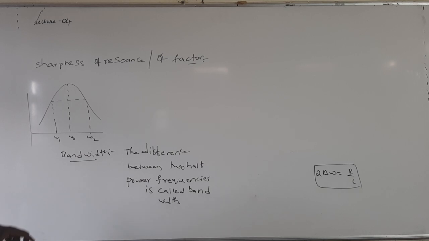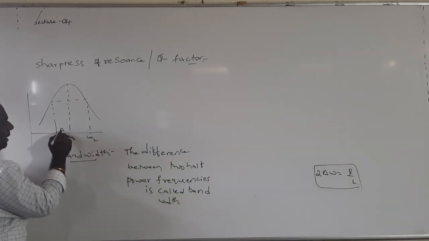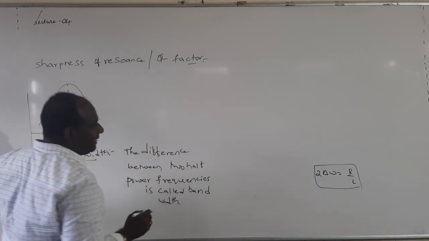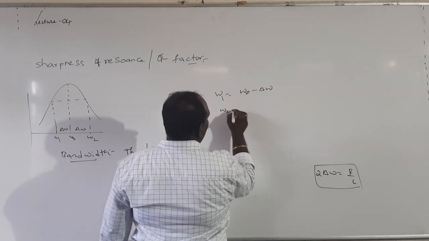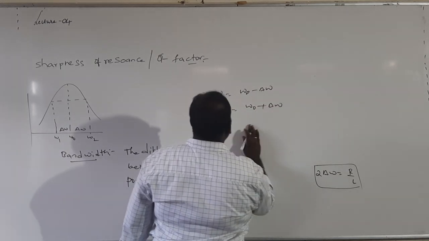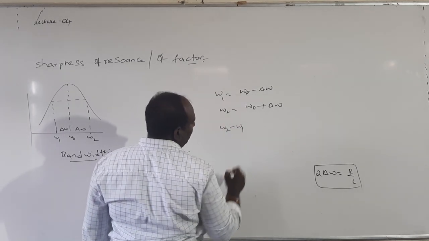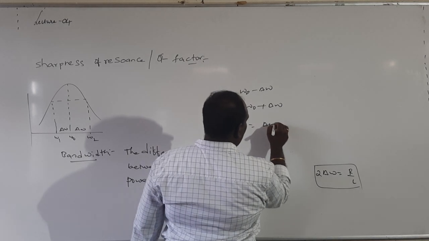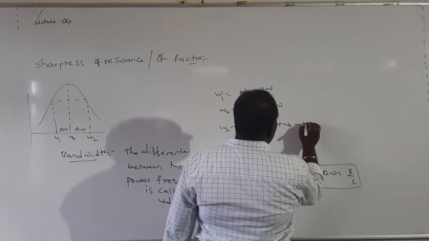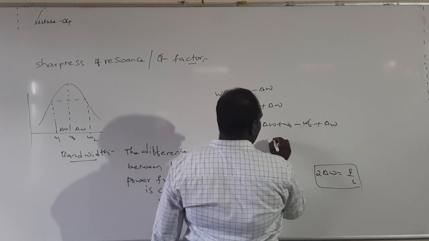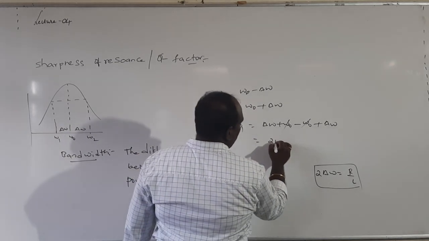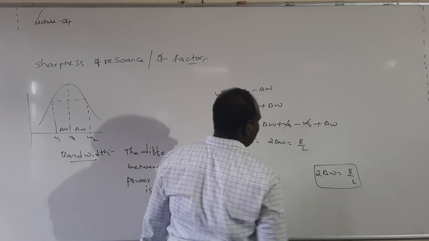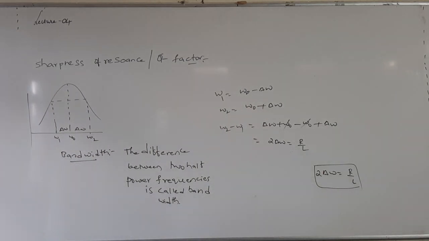So here omega 2 minus omega 1, how much are you getting, sir? Here delta omega. We derived omega 1 as omega naught minus delta omega, and omega 2 is equal to omega naught plus delta omega. Take the difference: omega 2 minus omega 1 equals omega naught plus delta omega minus omega naught plus delta omega. Omega naught cancels, so you will get 2 delta omega, which equals R by L. Bandwidth is the difference between the two half power frequencies. What are the two half power frequencies? Omega 1 and omega 2.